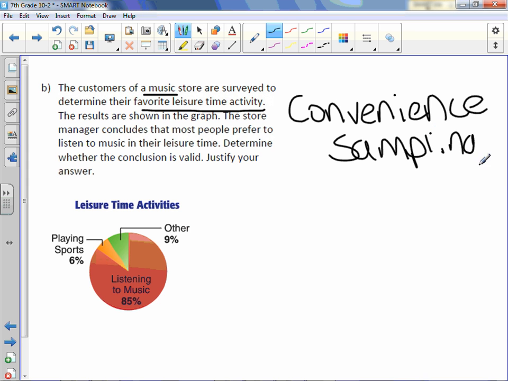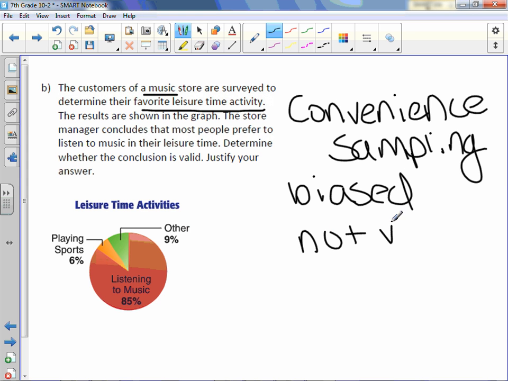So convenient sampling is biased, which means it is not valid. You can also say invalid.